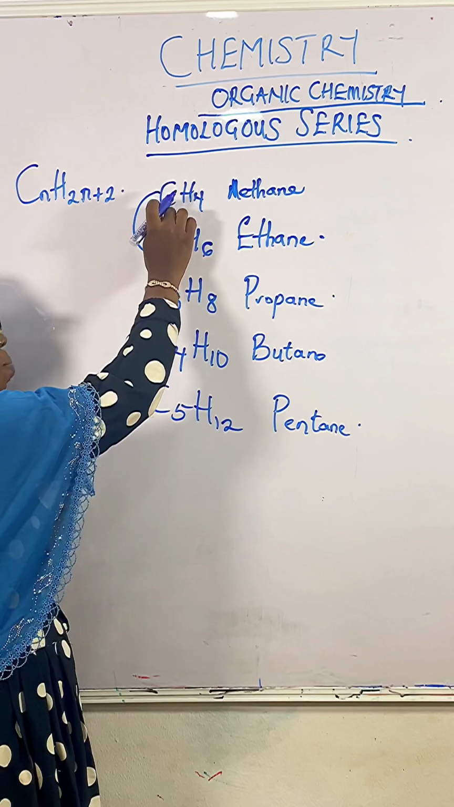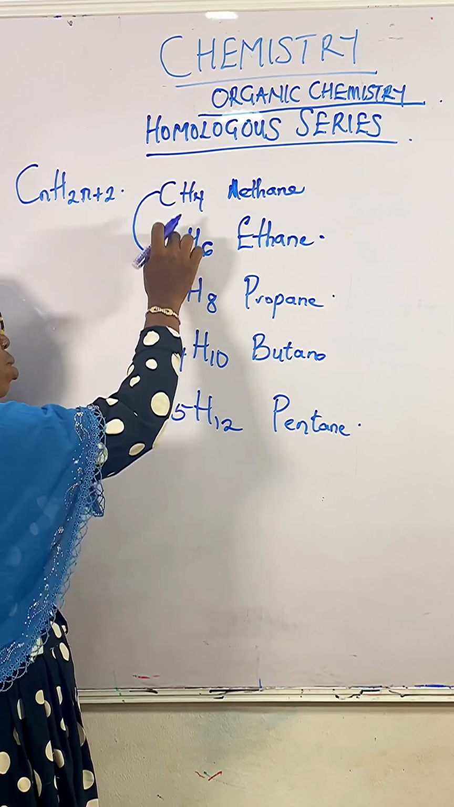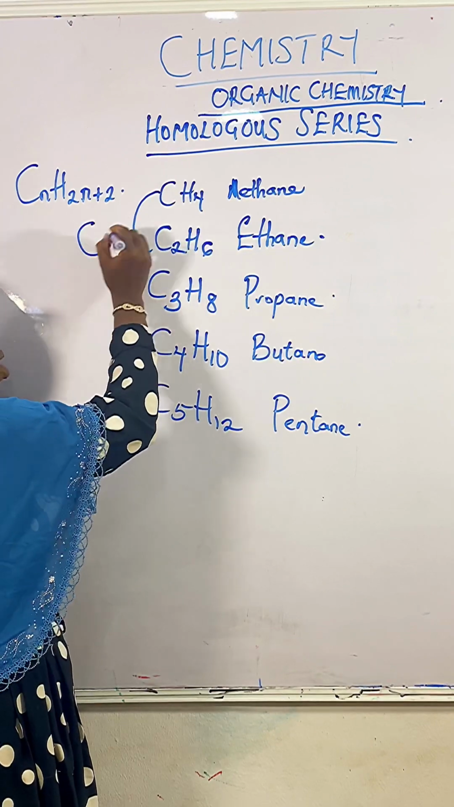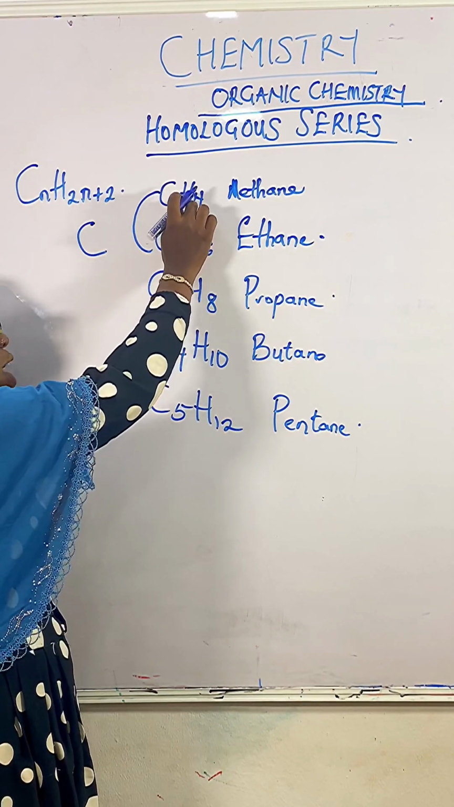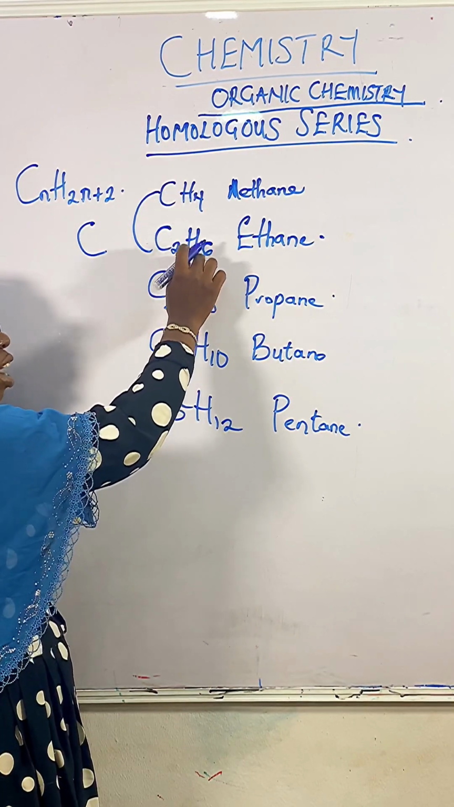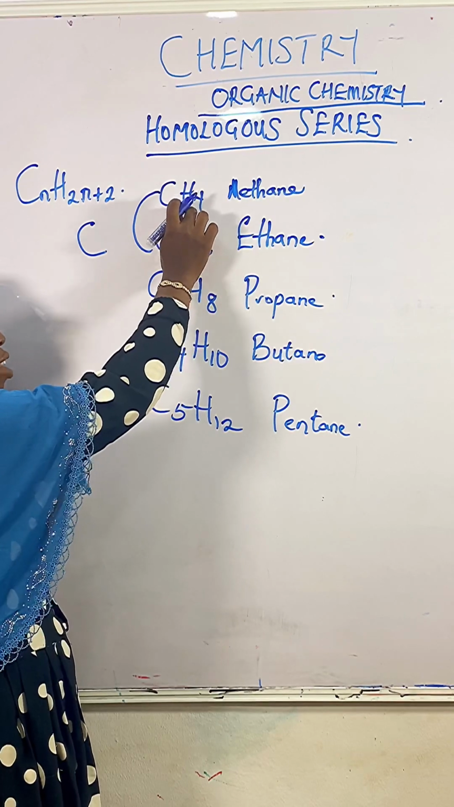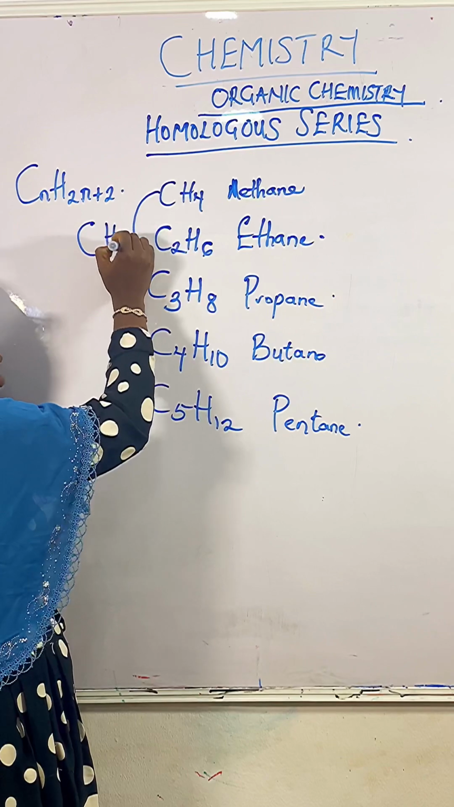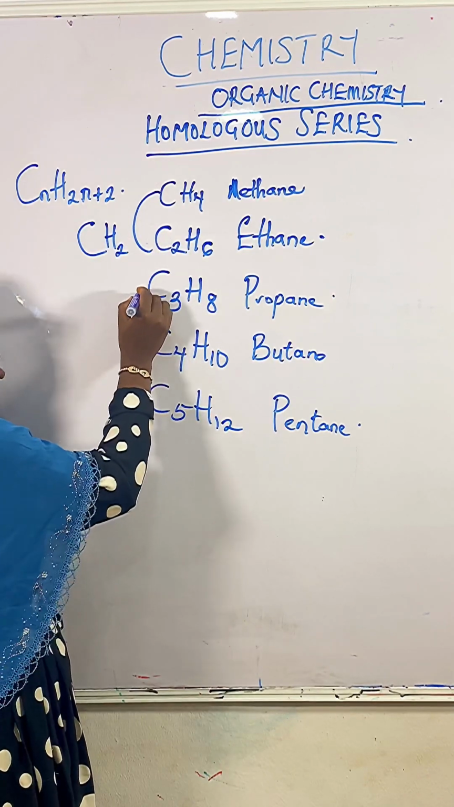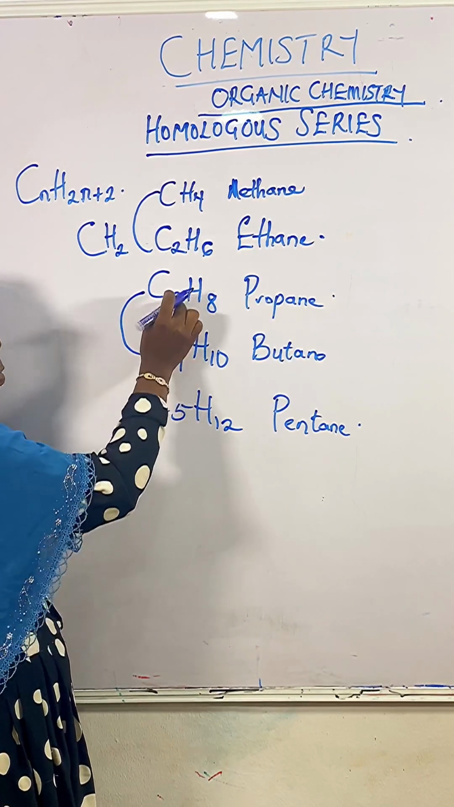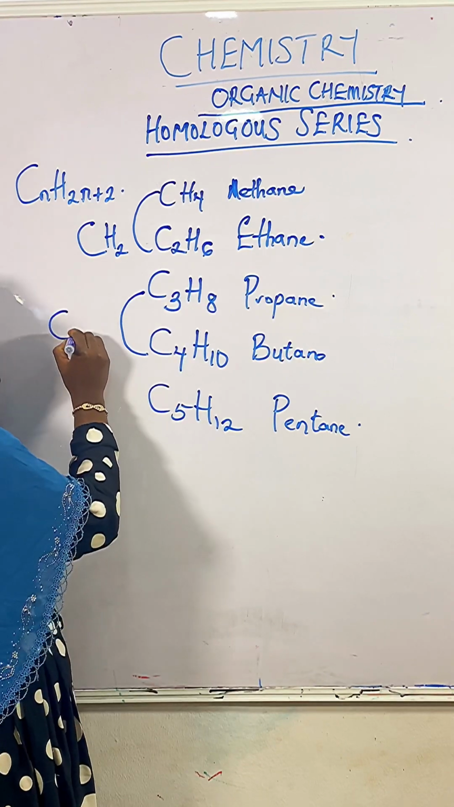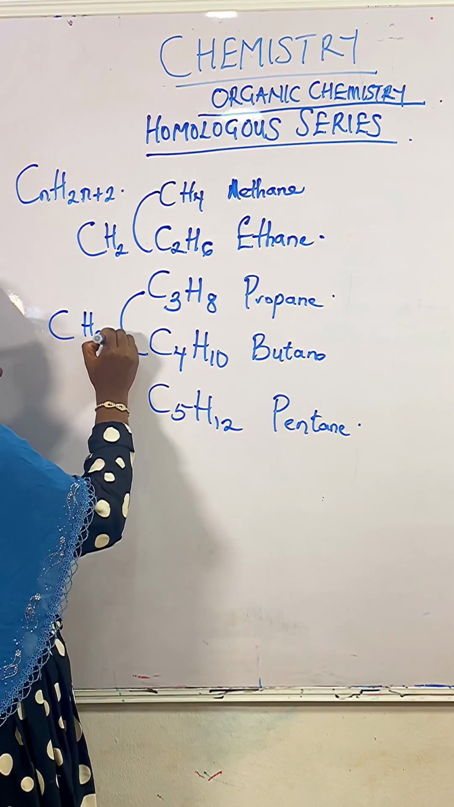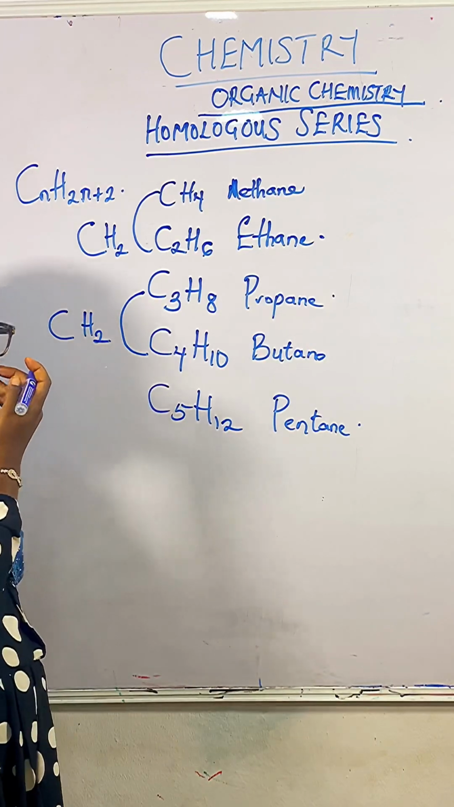My carbon atom here is 1, my carbon atom here is 2. So the difference between these two, 2 minus 1, is 1, C. Then I have hydrogen here, 4 hydrogen here, 6 hydrogen here. 6 hydrogen minus 4 hydrogen is going to give me 2 hydrogen. So CH2, right? When you move on to this one too, 4 minus 3, we have 1, C. 10 minus 8, we have 2, CH2. And so on and so forth.